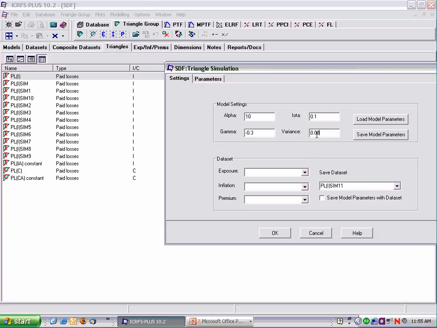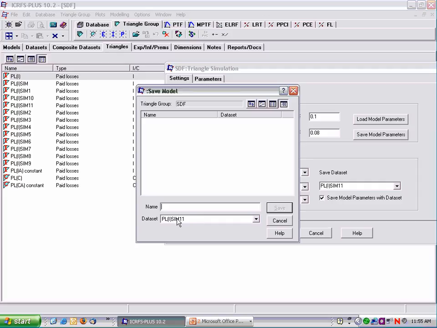It will have these features. That will be the variance of the normal distribution around the trend structure, has a level of 10, inflation of 10%, that's a calendar year trend, and a 30% decay along the development years, which is constant. And let's save the model parameters for this data set, and let's call it iota equals 0.1, say, G equals minus 0.3.